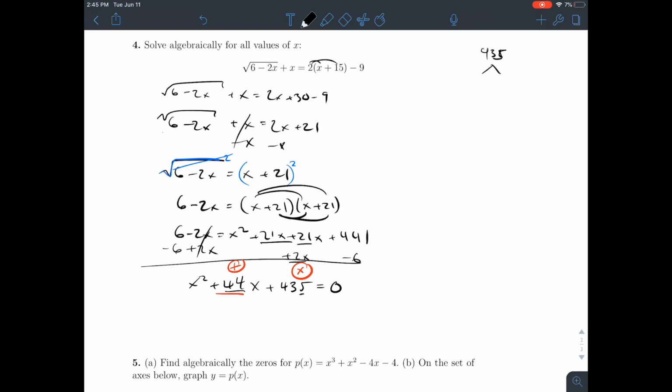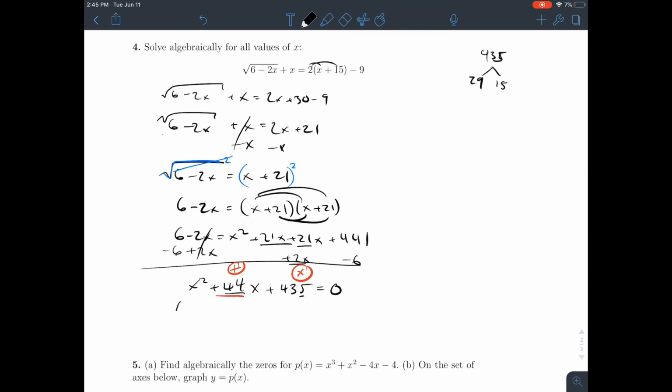What about 435 divided by 13? Doesn't work. 435 divided by 15. All right, so this one has some promise. 435 divided by 15 gives us 15 and 29. And those numbers do add to 44. So it looks like our solutions are going to be x plus 29 and x plus 15. Those aren't our solutions. Our factors are going to be those, which means our solutions are x equals negative 29 and x equals negative 15.